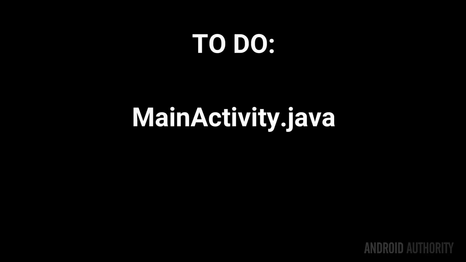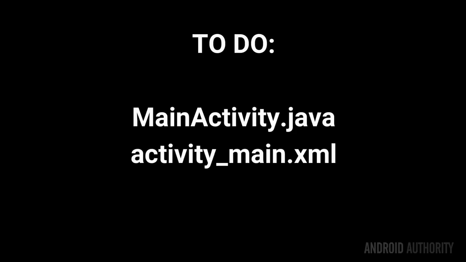you need to modify mainactivity.java to add some Java code. We're going to need to modify activity_main.xml because we're going to change the UI. And we're going to need to modify strings.xml because we want to add some hard-coded strings like OK or tap me into that file.